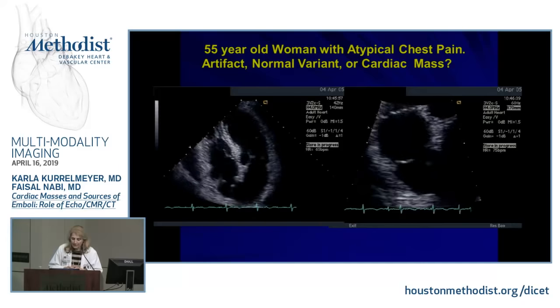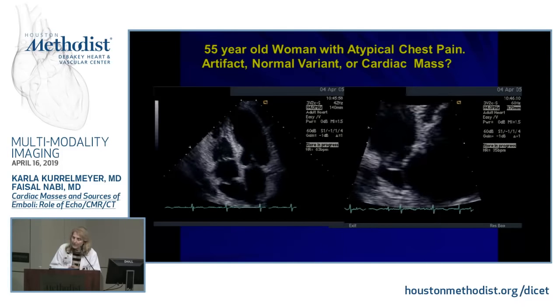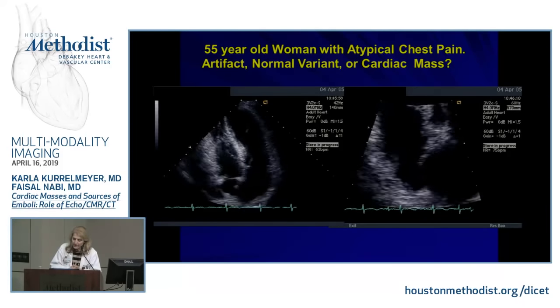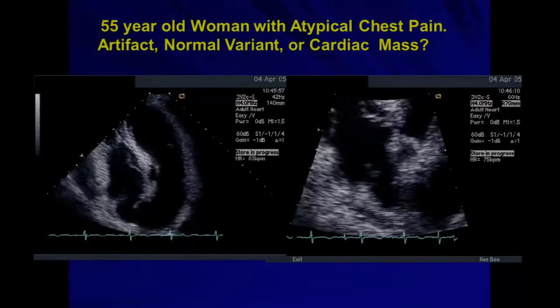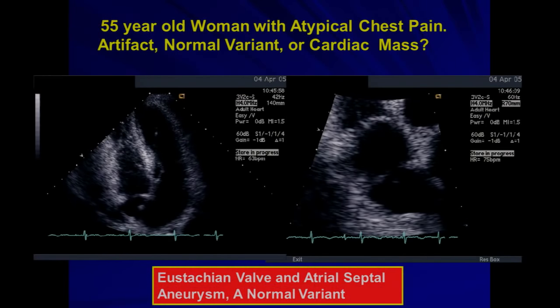So this is an example. You see a highly mobile mass there on that right atrial free wall. You also see the interatrial septum is very mobile there. And this is just a classic picture of a Eustachian valve and atrial septal aneurysm. These are all normal variants, even though that atrial septal aneurysm frequently is associated with PFOs.